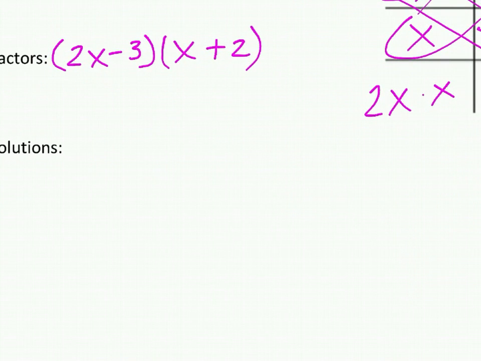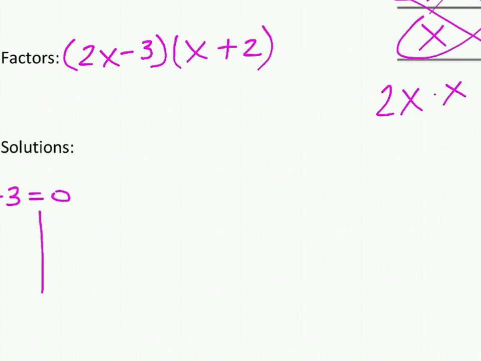Okay, so I'm going to take this 2x minus 3 and set it equal to 0. Okay, my first step will get rid of a minus 3, and to do that I need to add 3 to both sides. So that's going to give me 2x is equal to 0 plus 3 is 3.